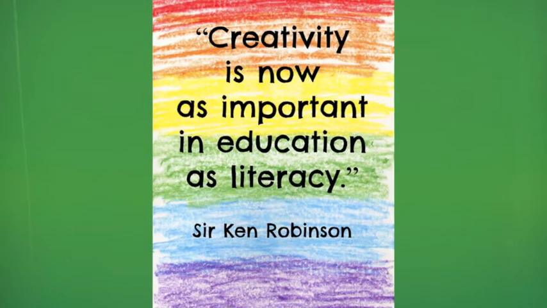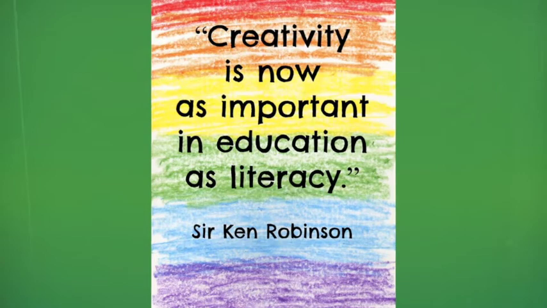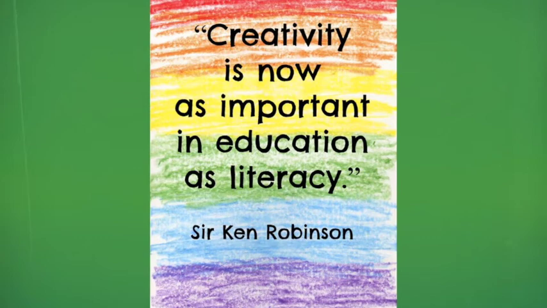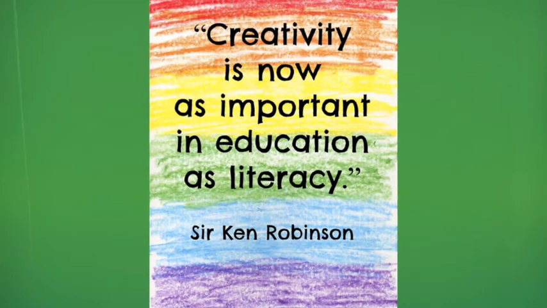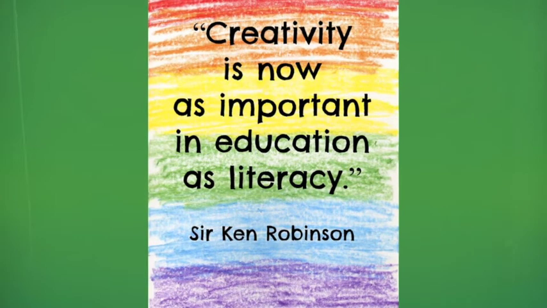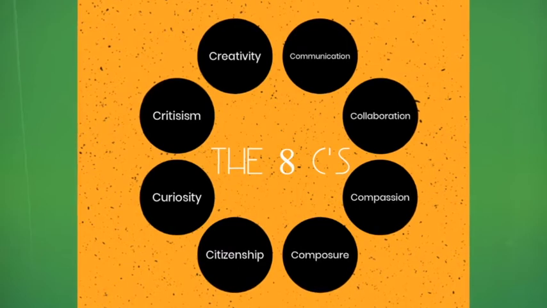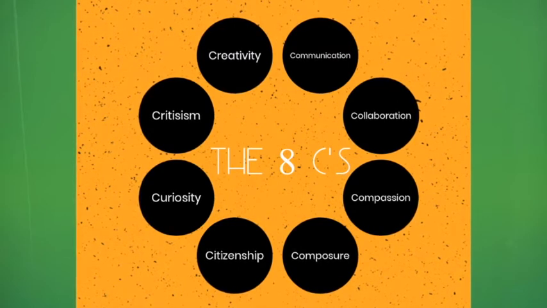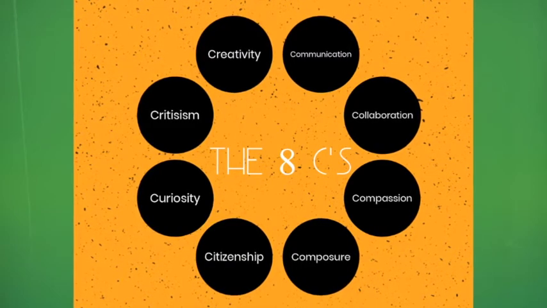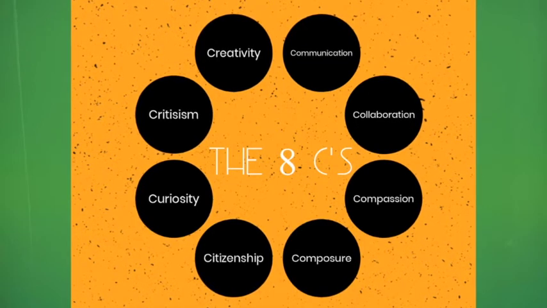A major facet of this book is the fact that content cannot just be thought of in terms of subjects, but in terms of skills. And this quote, "Creativity is now as important in education as literacy," really starts to lead into what Ken Robinson has dubbed the 8 C's. These 8 C's, argues Ken Robinson, should be intertwined within our content delivery. And so how are we fostering criticism, creativity, collaboration, and these other C's within our classroom becomes a really important question.